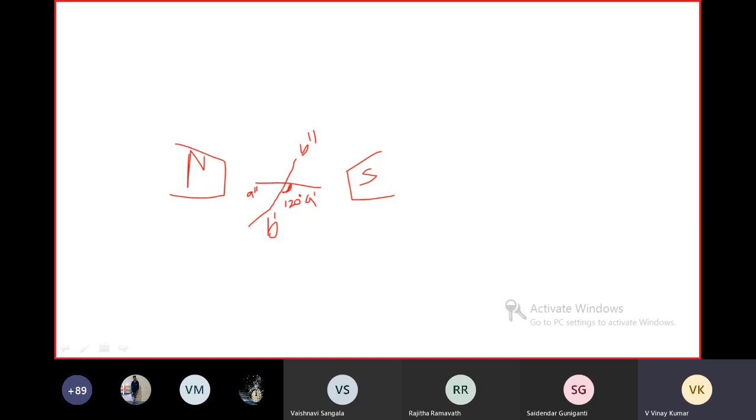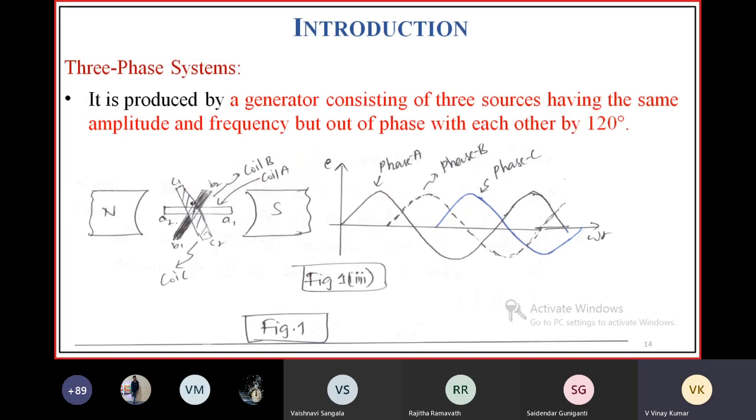Similarly, the phase angle between coil B and coil C should again be 120 degrees. So you can draw like this. This would be C dash and this is C double dash. So the angle between these two would be 120 degrees.